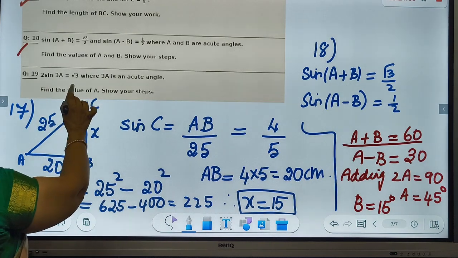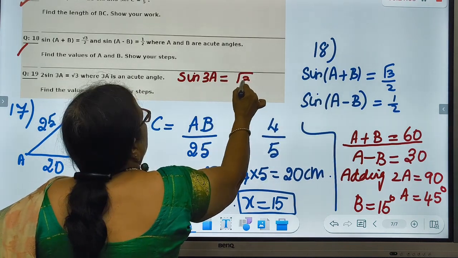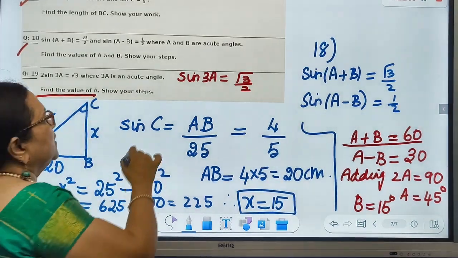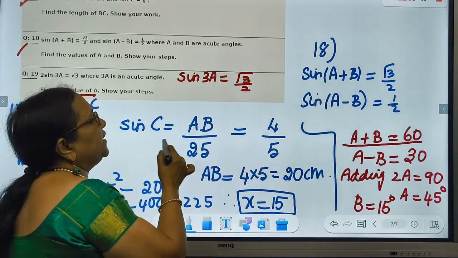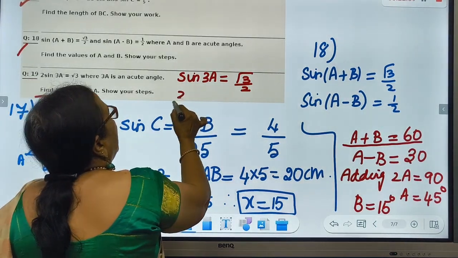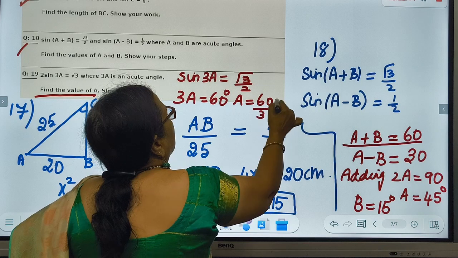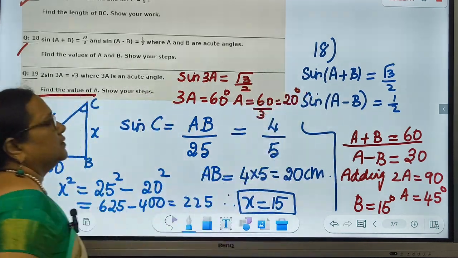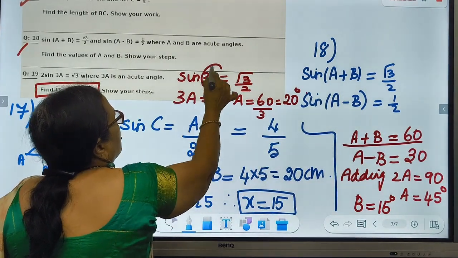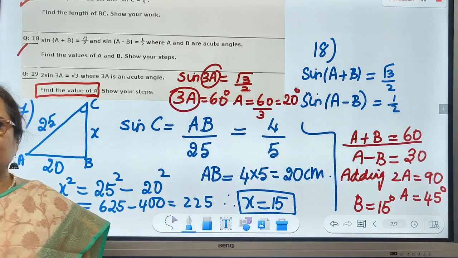Now 2 sine 3a is root 3. So sine 3a is root 3 by 2. You have to find the value of a. We'll call 3a as theta. If sine theta is root 3 by 2, what is theta? Theta will be 60. So 3a is 60 degrees. So a will be 60 by 3, which is 20 degrees. Remember that this is 3a, so 3a is 60 degrees, therefore a will be 20 degrees.